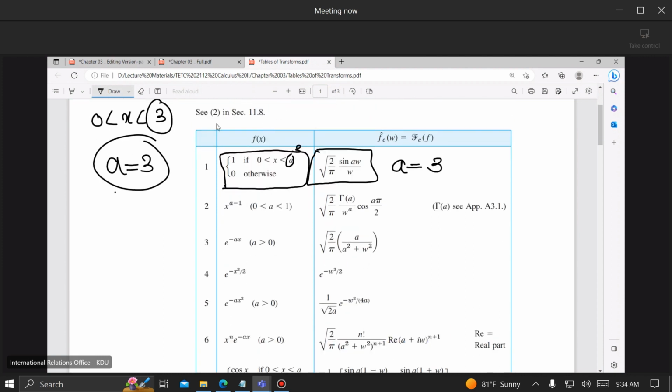Okay, let's see this one. If we have a function like e to the power ax, what is the sign? Let's make it a minus value. Here we have a function e to the power 4x. So we are asked to find the Fourier cosine and Fourier sine transform of e to the power 4x.